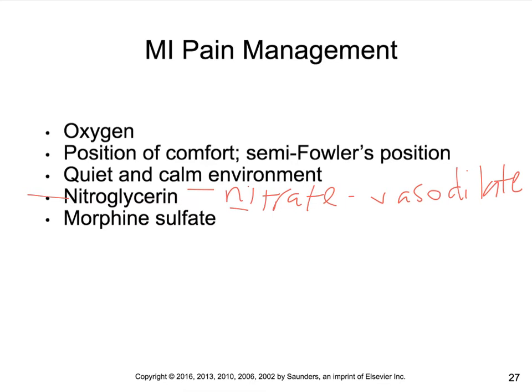Here's the other thing. Nitroglycerin can cause a drop in the blood pressure, and that's due to its effective vasodilation. So nitroglycerin is contraindicated in patients who have a significant hypotension because it's going to make their blood pressure even lower. It's contraindicated in those taking medication to treat erectile dysfunction.